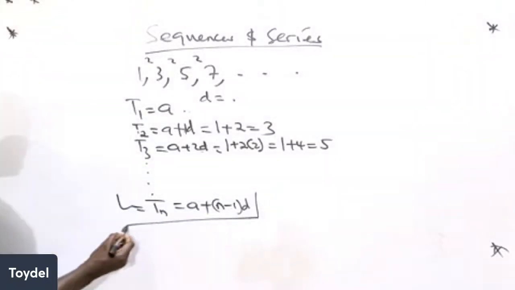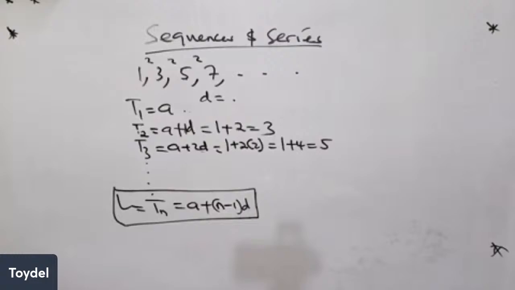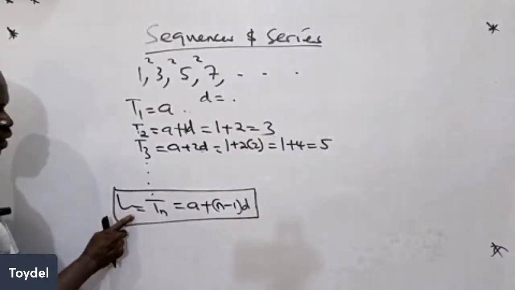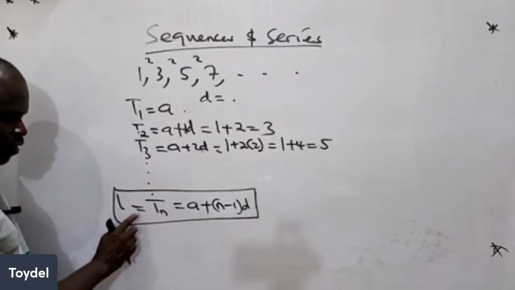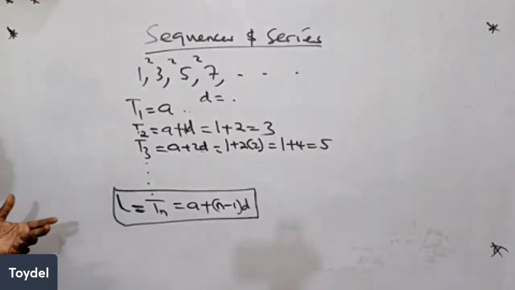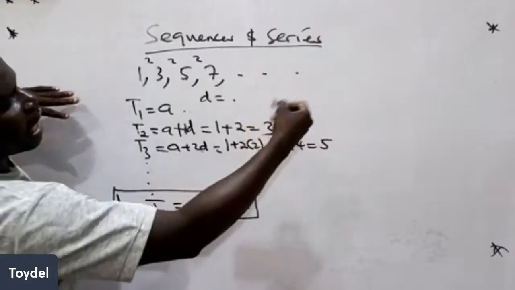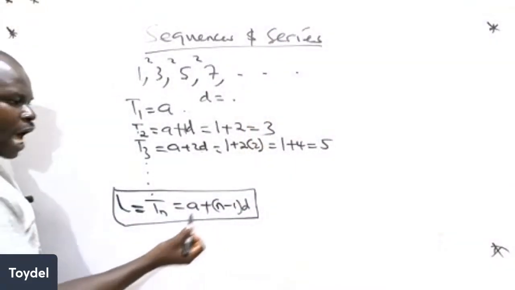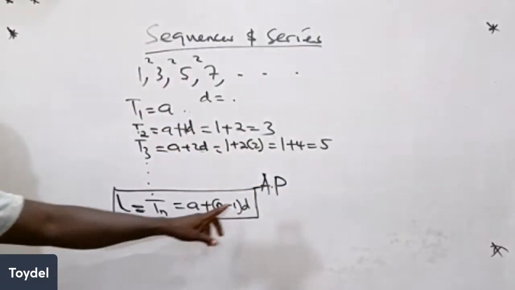So this is the formula to find the last term, or the nth term, of an arithmetic progression, AP. Arithmetic progression, we talk about progression when we're talking about a sequence. A sequence is just numbers arranged in an orderly manner.